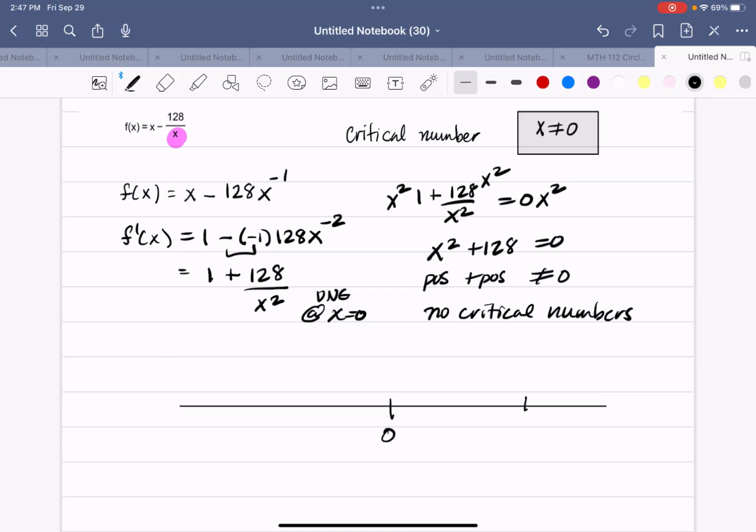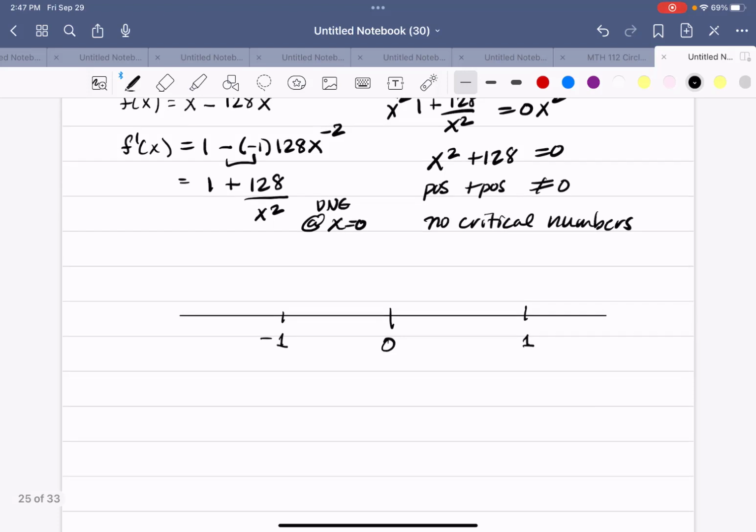So on the right, I'll pick a 1, and on the left, I'll pick a negative 1, just to keep the arithmetic easy. F prime of negative 1 is 1 plus 128 over negative 1 squared. That's 1 plus 128 over 1, which is 129, a positive. So the function is increasing on the left side of 0.